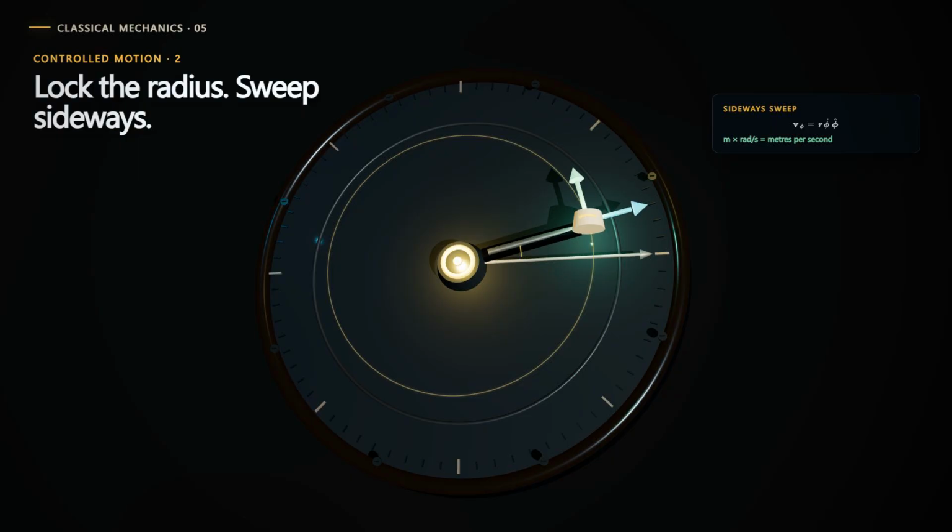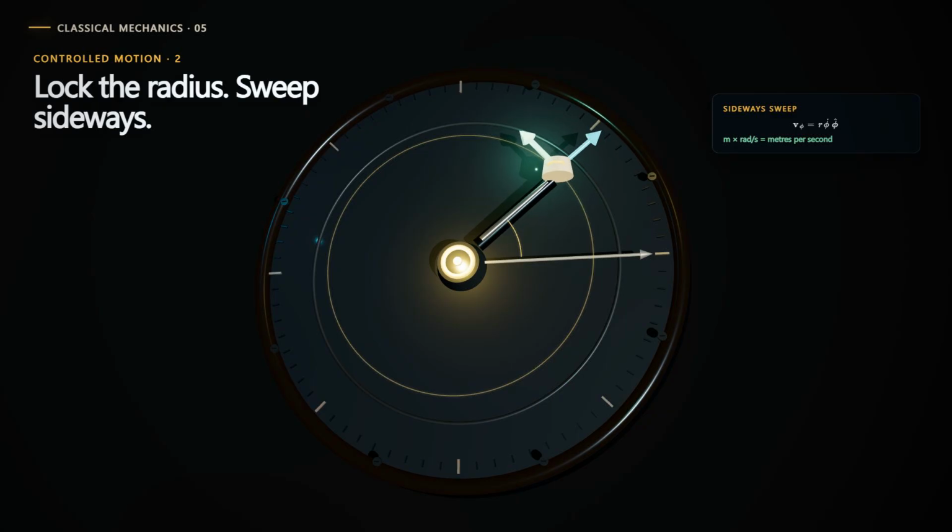Next, lock r and turn only the angle. The tracer travels arc r delta phi. Divide by time. Sideways speed along phi hat is r phi dot. Radians per second times meters gives meters per second.